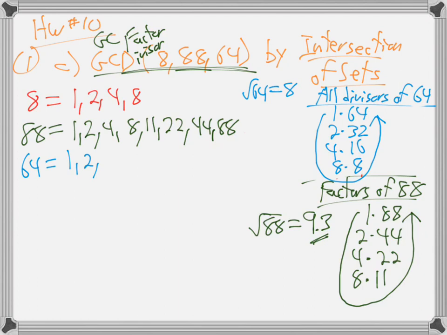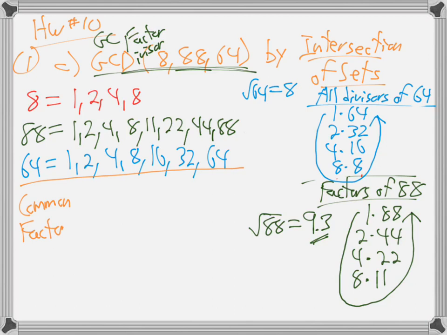So 1, 2, 4, 8, 16. We don't list the 8 twice. 32, 64. Okay. So there we have all the factors, all the divisors. Now, what we want to list is the common factors or common divisors. That's why we call it intersection, because we're basically saying those are 3 collections. What is their overlap? What's their intersection? What do they all have the same? Looks like it's just 1, 2, 4, 8.